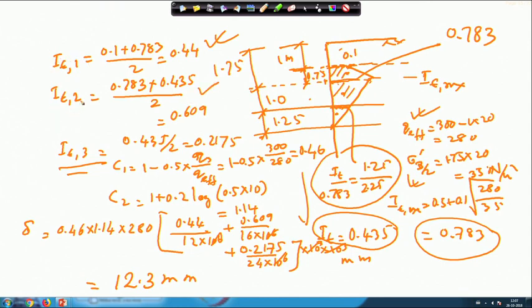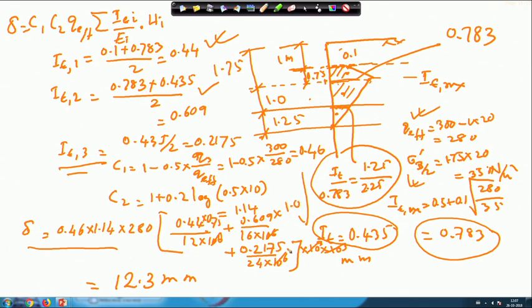So, once I get I E 1, I E 2, I E 3, then the total expression of settlement is delta equal to C 1, C 2, Q effective multiplied by sigma I epsilon I divided by E I multiplied by H I. So, sorry, I have not multiplied by H here, respective H. So, it will be here multiplied by 0.75, here it will be multiplied by 1, and here it will be multiplied by 1.25, that will be also there. So, I missed that one.